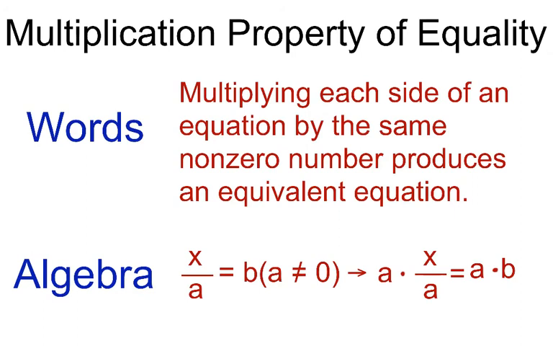Now I want you to write down another important rule, the multiplication property of equality. In words, multiplying each side of an equation by the same non-zero number produces an equivalent equation. In algebra, we can say x divided by a equals b, where of course a cannot equal 0. Why is that? It's because we can't divide by 0. Can translate into a times x divided by a equals a times b. Go ahead and take a minute to pause, and we'll go over some numerical examples of why this works out.